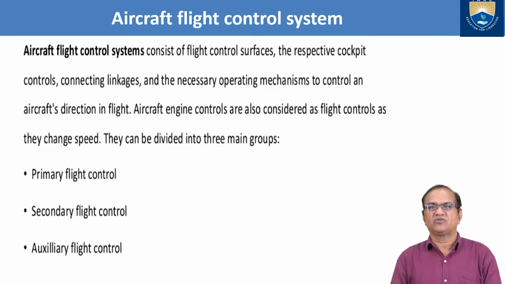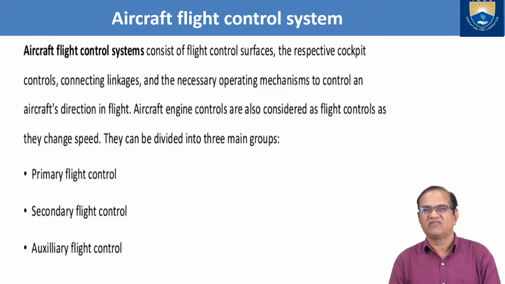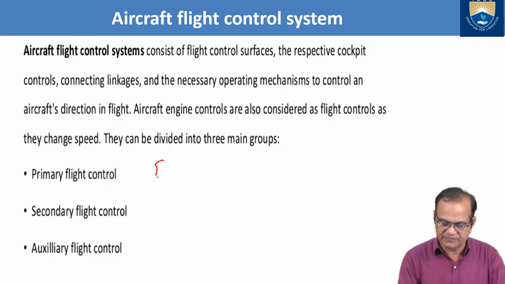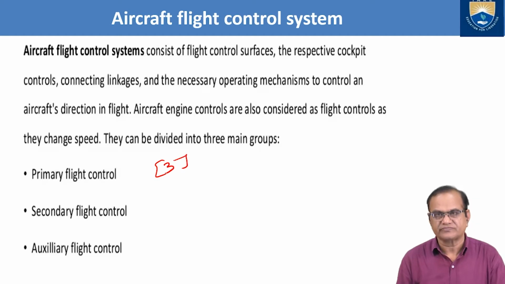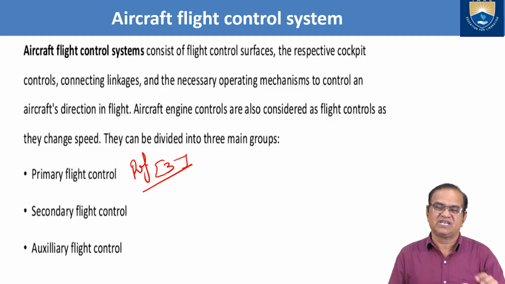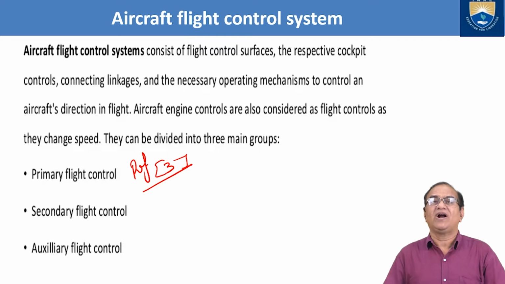They can be divided into three main groups: the primary flight control, secondary flight control, and auxiliary flight control. I have taken this from reference 3, which is given at the last slide of this video. So now, what is the aircraft flight control system?